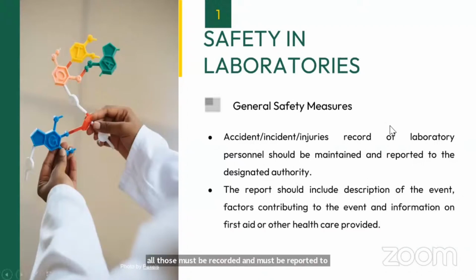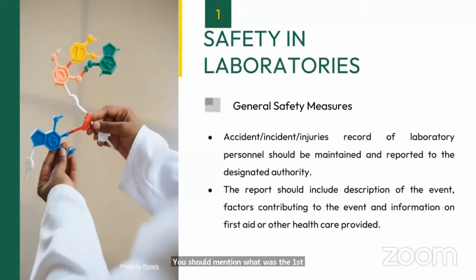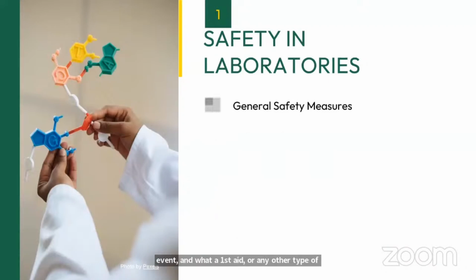The report should include a description of the event, factors contributing to the event, and information on first aid and other healthcare provided. So whenever you are creating the records for an incident, here they have given a straightforward guideline on what it should include. You have to describe the complete incident. You should mention what first aid was given, why it was caused, what the contributory factors were, what the underlying factors were which contributed to this event, and whatever first aid or any other type of healthcare service was provided immediately after the incident.